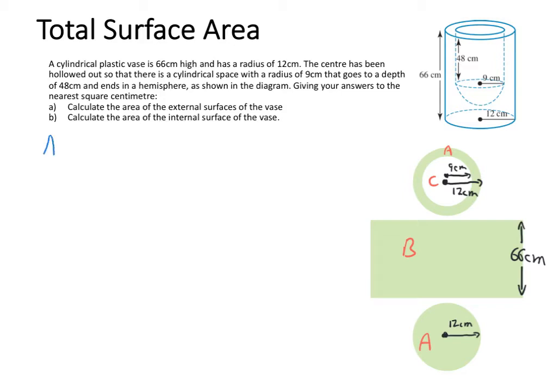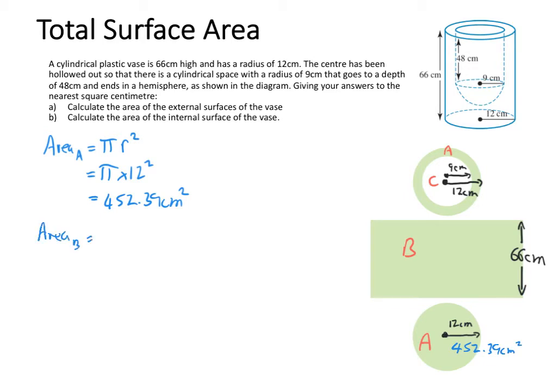So area of A, and that shape is a circle, so my area is going to be pi times radius squared. Substituting into my formula, pi times 12 squared, which equals 452.39 centimeters squared. So I will add that into my net. 452.39 centimeters squared.